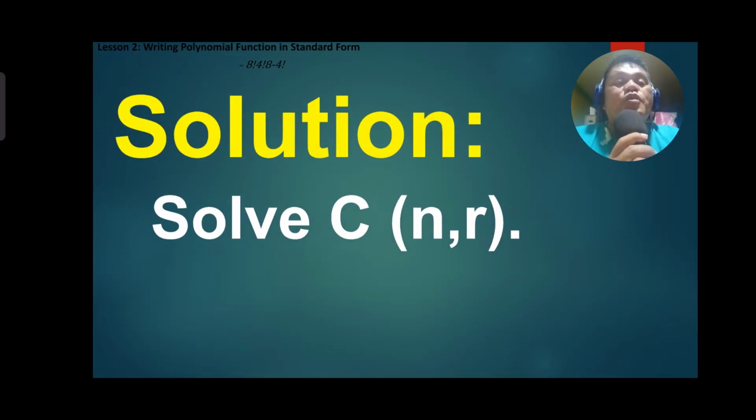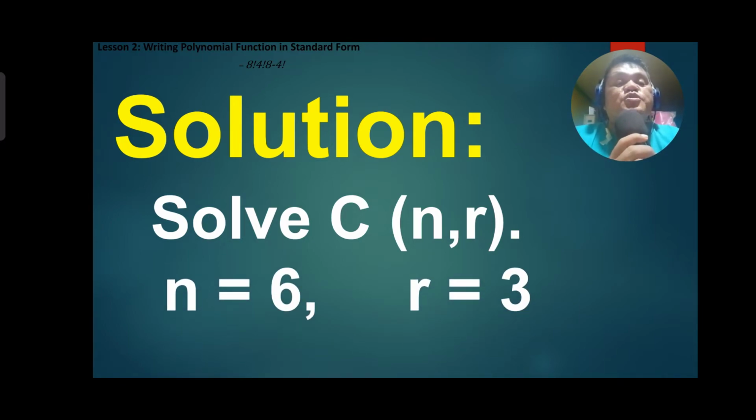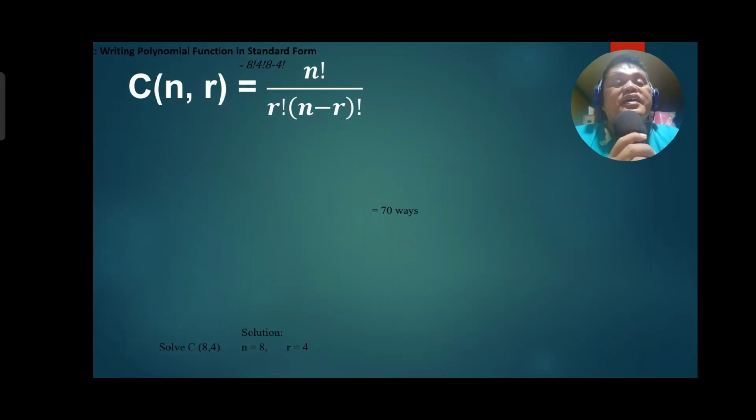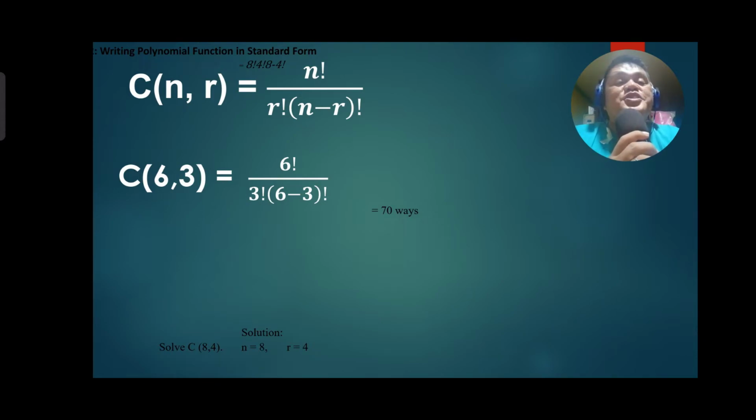Solution, again, we have the combination of 6 carpenters taken 3 at a time. We have now n is equal to 6 and r is equal to 3. Using the formula, substitute n is equal to 6 and r is equal to 3. So we have 6 factorial over 3 factorial times quantity 6 minus 3 factorial. Then 6 minus 3 factorial is equal to 3 factorial.